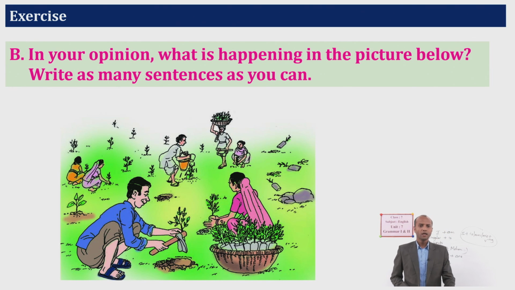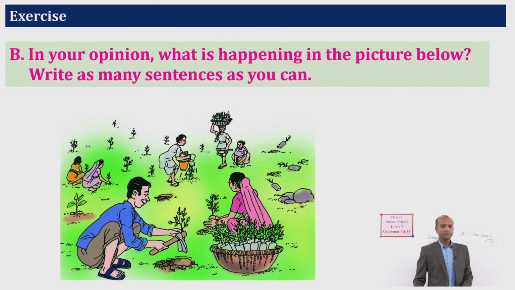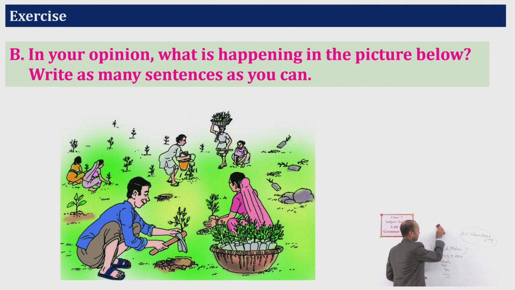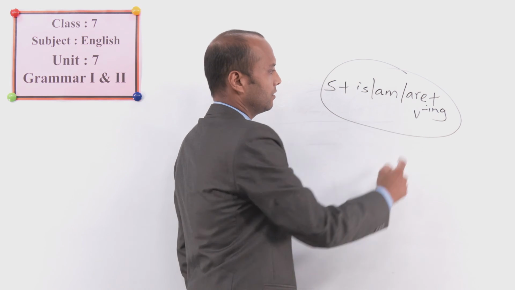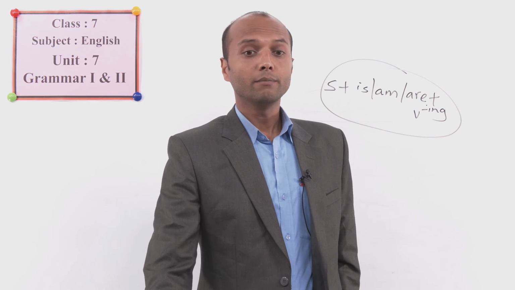B says, in your opinion, what is happening in the picture below? Write as many sentences as you can, but don't forget to use this structure. Clear? Let's see the picture. So what are these people doing there? Yes, they are planting trees, definitely. You see a man there, he's digging. A woman is there, she's planting a tree or something like that. Can you describe it using the same structure, that is subject plus is, am, are plus verb with ING? Okay, very good.